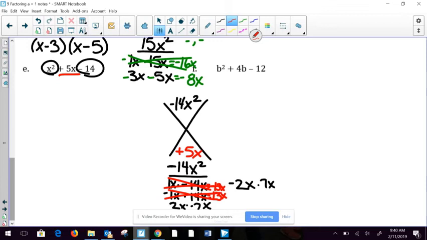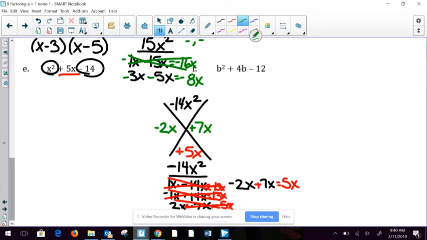2x's plus negative 7x's. Oh, I'm getting closer. That gives me negative 5. I want a positive, though. That's not it. But check out my last pair here. Negative 2 plus 7 does give me a positive 5x. Ding, ding, ding, ding. Found my factors. So when I write this in here, I have a negative 2x and I have a positive 7x.